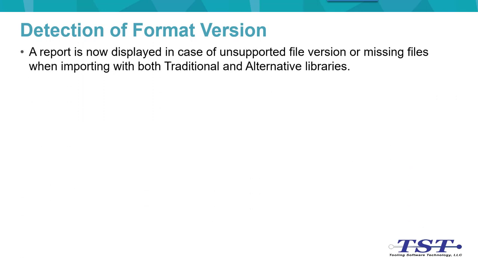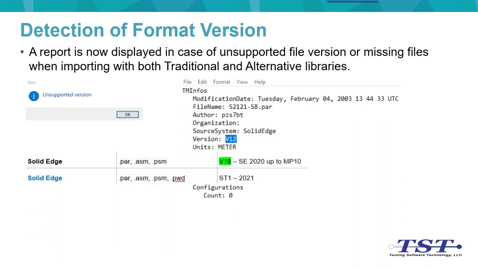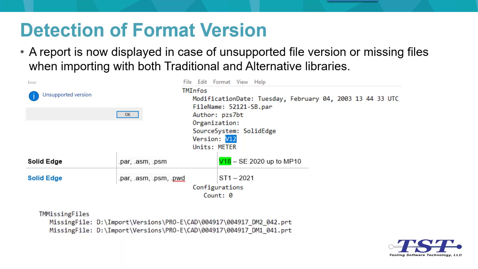So we have detection of format versions. For example, when a file is failing to import, either by an unsupported version or missing files, it will now show you this error message and pop up with a notepad showing you the information. As you can see, this is a Solid Edge file version 12. VISI only supports up to version 18, and so it shows you that information.